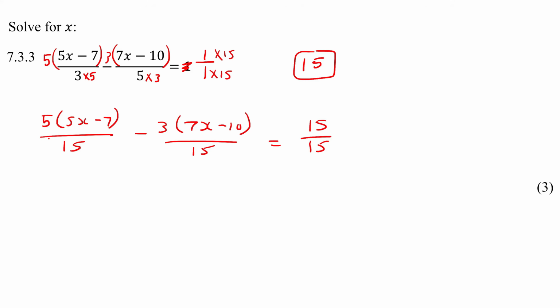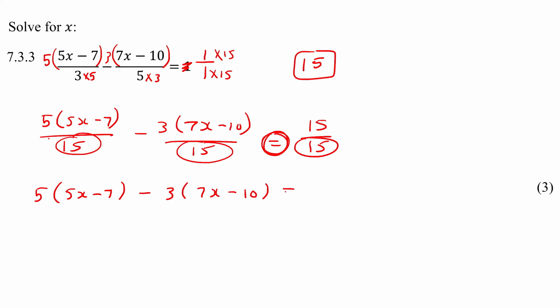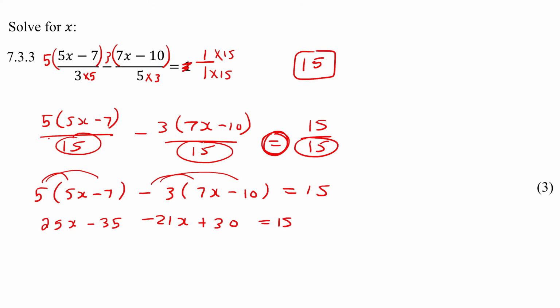15 over 15. When we have an equation and the bottom is the same, you can let go of the bottom. So you can just write it now as this. And now we have a simple equation that we can go and solve. We can start by multiplying the 5 inside here, so that'll be 25x take away 35. And then we multiply in here, so that'll be negative 21x add 30 equals 15.